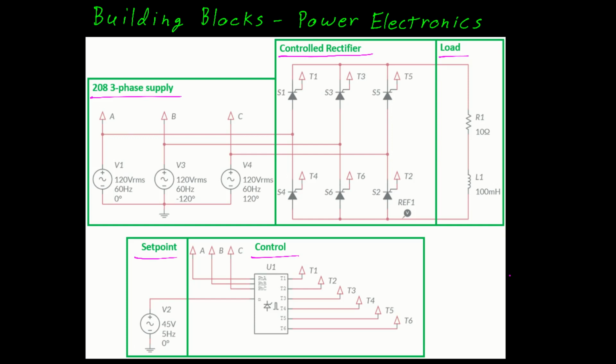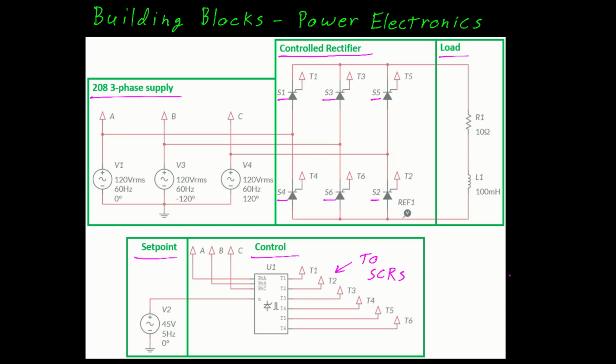We have our SCRs labeled as S1, 3, and 5 across the top, and 4, 6, and 2 across the bottom, which is normal for our natural commutation. And then we have the control lines for each of those SCRs originating from down here, C1 through 6.